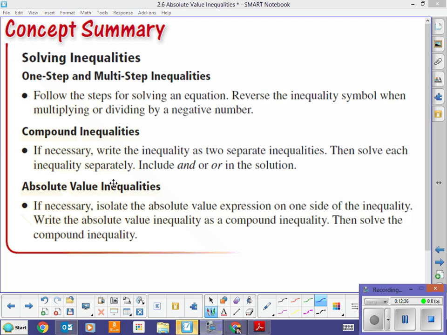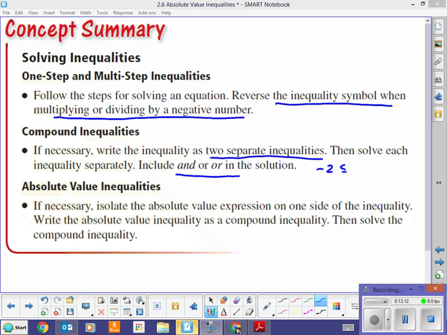Concept summary. Let's get these in our notes. This is really it here. We're going to follow one step in multi-step inequalities. We follow the same steps as equations. Like I said, they're cousins. Reverse the inequality symbol when multiplying or dividing by a negative number. That is a number 1 lesson from this chapter. Compound inequalities: if necessary, write the inequality as 2 separate inequalities. Solve them separately and include and or in the solution. Actually, I don't use the and. I'll write them like negative 2 is less than or equal to x, which is less than or equal to 5. I write it as a compound inequality.